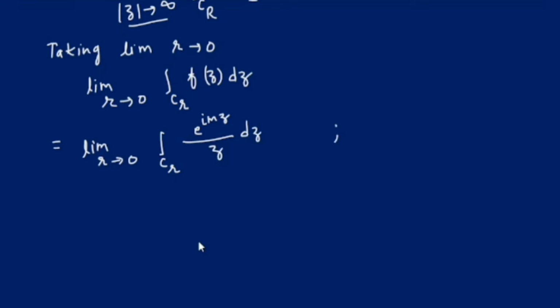Okay. And here we have z is equal to small r e to the power iota theta, because the radius of this semicircle is small r. Or this can be written as r into cos theta plus iota sin theta. Now dz will be r iota e to the power iota theta d theta.